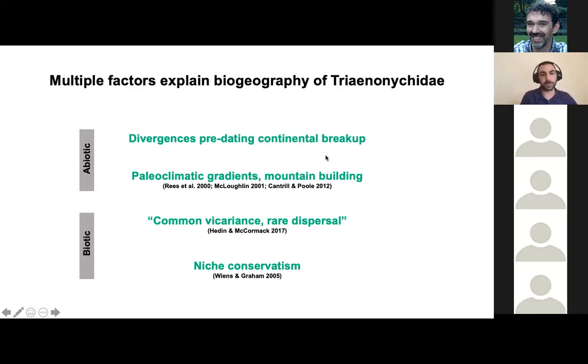First, we have divergences that predate the breakup of Gondwana. Second, paleoclimatic gradients and mountain building I'm considering as well. And on the biotic side of things, in taxa that are low dispersal, high microhabitat preference, we expect to see a general pattern of common vicariance and rare dispersal. Finally, kind of underlying all of this is the idea of niche conservatism. These taxa have a preferred niche, a preferred microhabitat, and they have a tendency to stay there through geologic time.